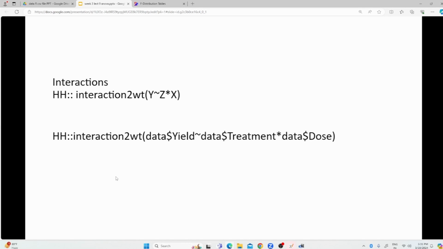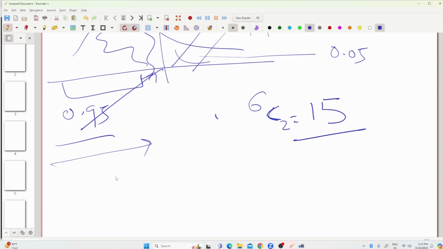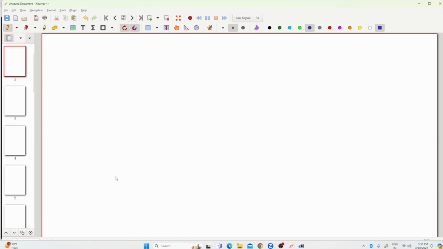Okay. Now, this is where we need to get into the interesting part. Now, what is happening here? Please see. Let's talk about something called interaction.